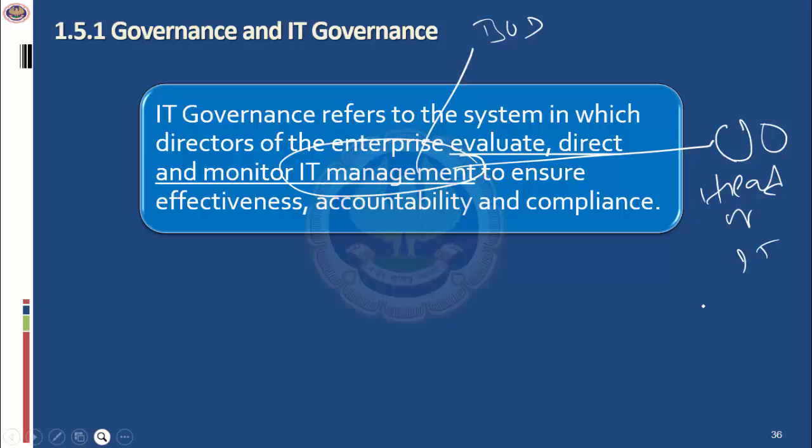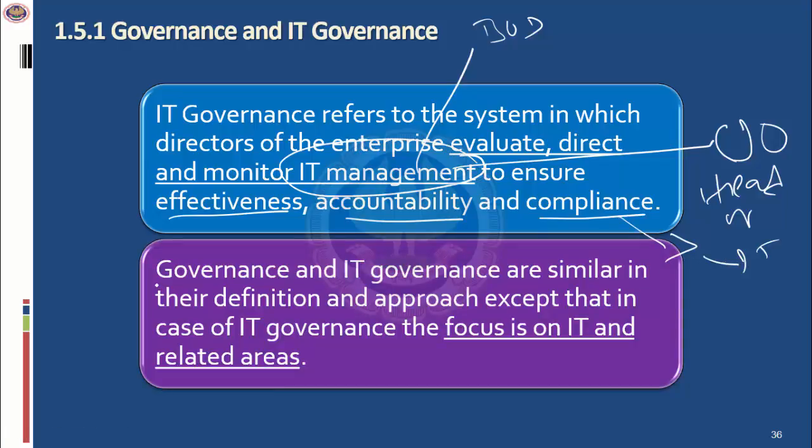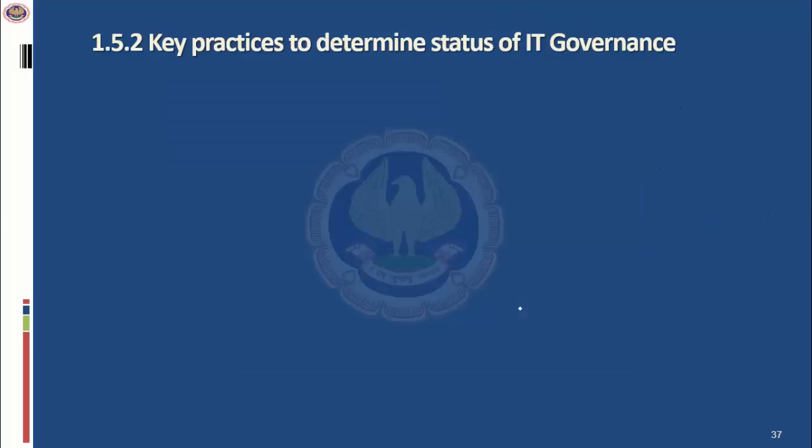What are the key aspects we're looking at? Effectiveness, accountability, and compliance, and all these aspects relating to IT. You find the definition as set pertaining to governance and IT governance are similar, but the approach would be a little different because in the case of IT governance, the focus is on IT and related areas.